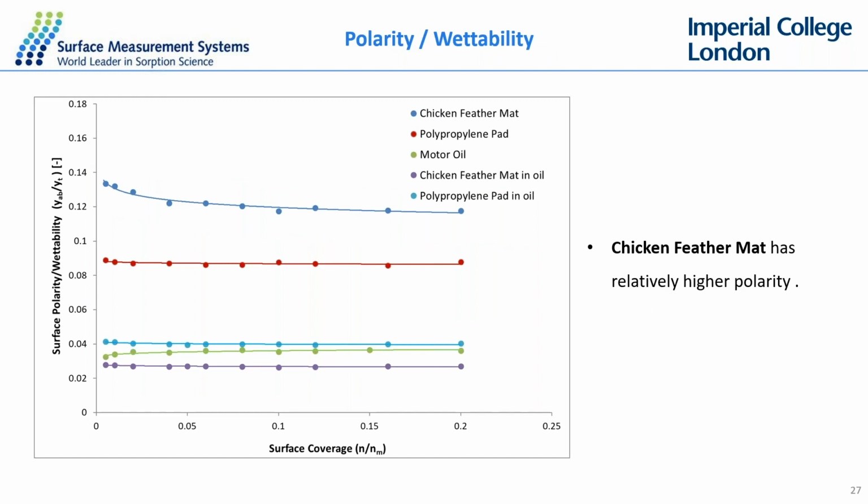Looking at the polarity and the wettability, we calculate the polarity profiles from the specific surface energy over the total surface energy. We also see that the sample with the higher polarity shows better affinity with water. The chicken feather mat had more affinity to water than the polypropylene pad. But the difference was not so much water; the polypropylene pad just had less ability to adhere to water.